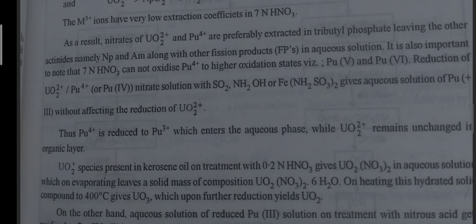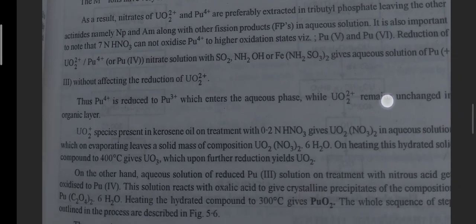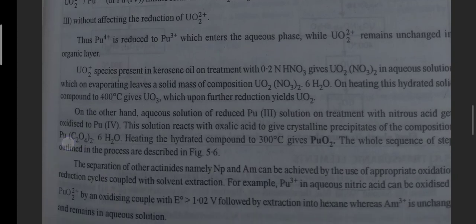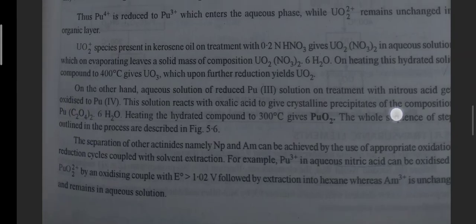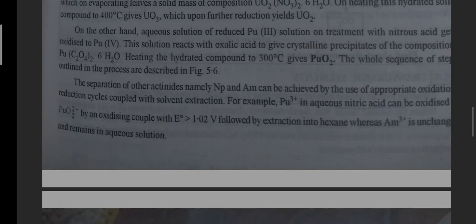It is also important to note that 7 M HNO3 cannot oxidize Pu4+ to a higher oxidation state. Thus, Pu4+ is reduced to Pu3+, which enters the aqueous phase, while UO2 2+ remains unchanged in the organic layer. The separation of other actinides, namely Np and Am, can be achieved by the use of appropriate oxidation-reduction cycles coupled with solvent extraction.